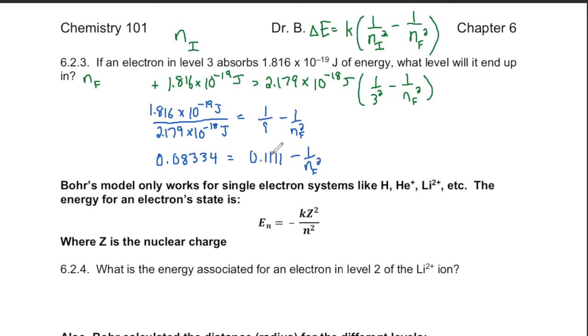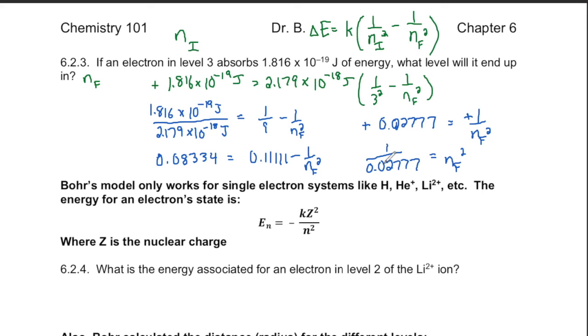If we subtract 0.1111 from both sides, on the left we get negative 0.0277. This is actually a repeating one, so let's do 5 decimal places here. All right, so let's go ahead and cancel the negative on both sides. We can just multiply both sides by negative 1 to make it positive. And now we can take the inverse. So we'll flip both sides.